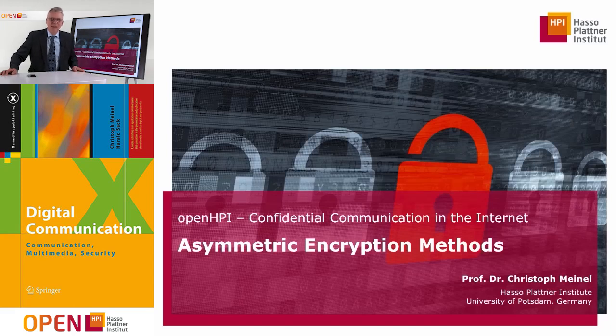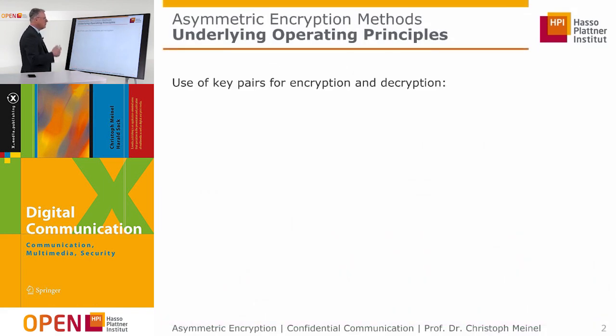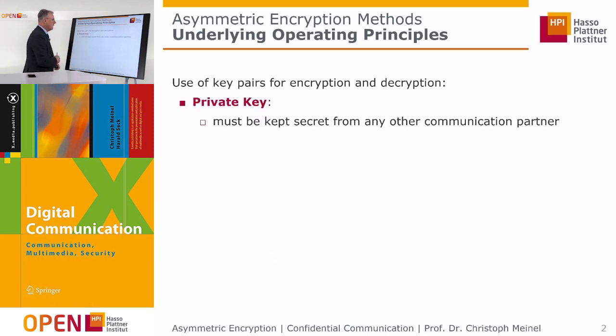Now we consider asymmetric encryption methods in our OpenHPI course, Confidential Communication in the Internet. You remember the characteristic of these asymmetric encryption methods was that they use two keys. They use a key pair for encryption and for decryption. So the private key, this was one of these two, must be kept secret.